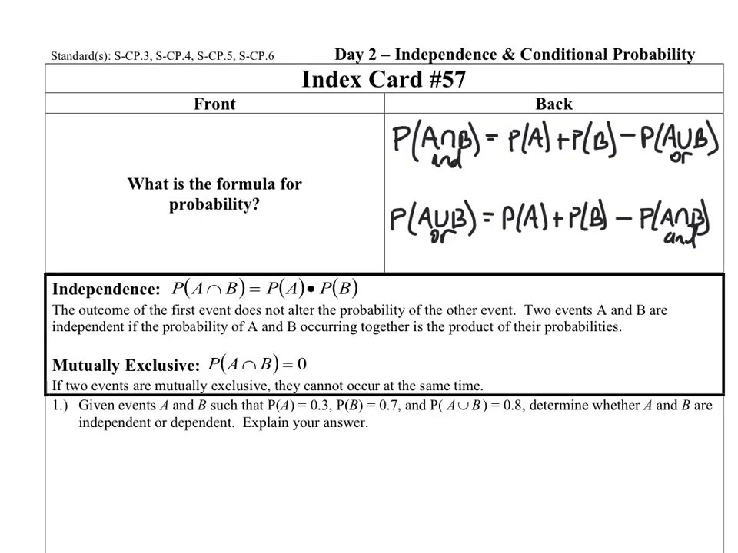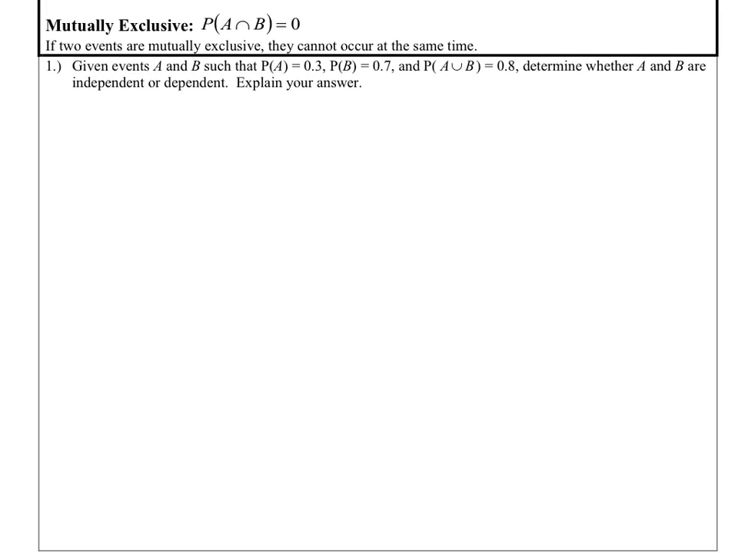So let's look at example number 1. Given events A and B such that the probability of A equals 0.3, the probability of B equals 0.7, and the probability of A or B equals 0.8, determine whether A and B are independent or dependent and explain your answer. Now right away, make sure you underline that word explain to remind you that you have to answer with a sentence. Anytime it says to explain your answer, remember you have to answer with a sentence. If it says to justify your answer, that's just showing your work. But explain, you have to answer with a sentence.